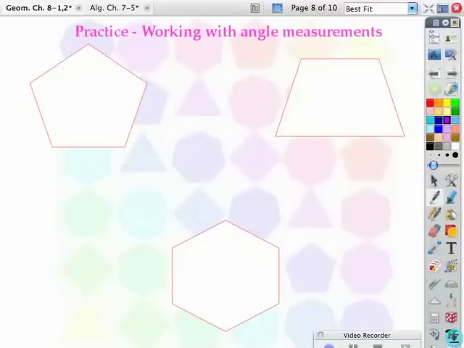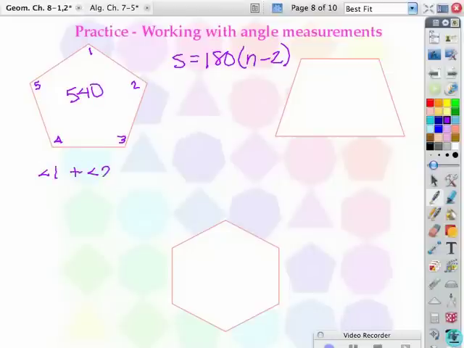Okay, now if you're working with angle measurements, what you always have to keep in mind is that all of these angles add up to a specific amount. Now remember the formula, S equals 180 times n minus 2. Alright, so to find out how many degrees are in here, we would take the 180, multiply it by 5 minus 2, which is 180 times 3, 540. So you would take angle 1, add angle 2, add angle 3, add angle 4, add angle 5, you get a total of 540 degrees.